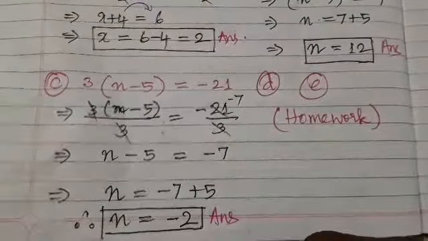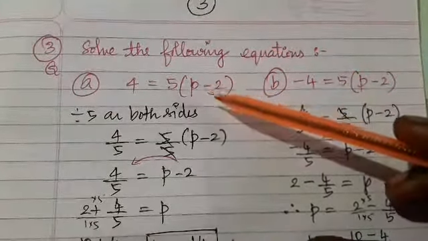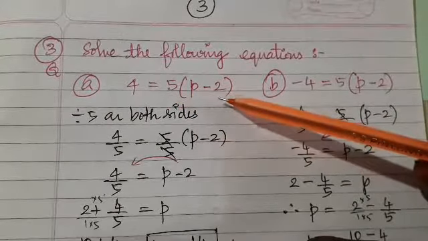Okay. Then third question. This is also: solve the following equation. Another type of equation is given. A problem: 4 equal to 5 bracket p minus 2.